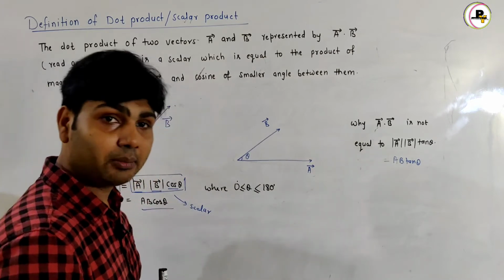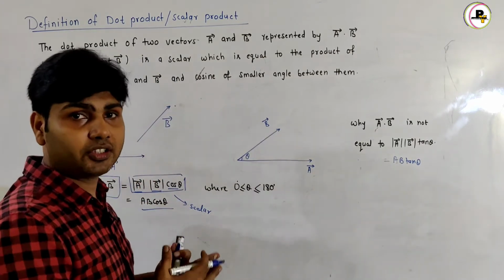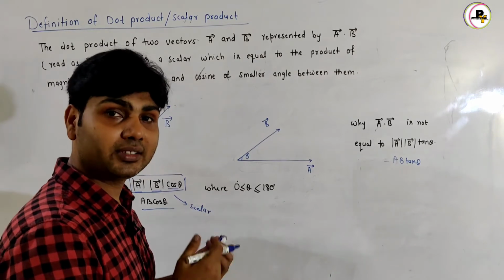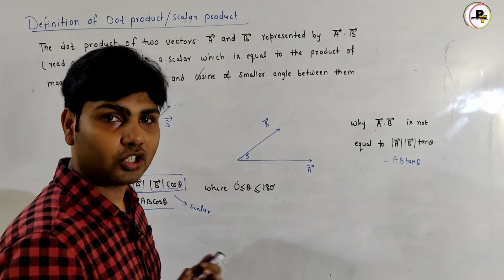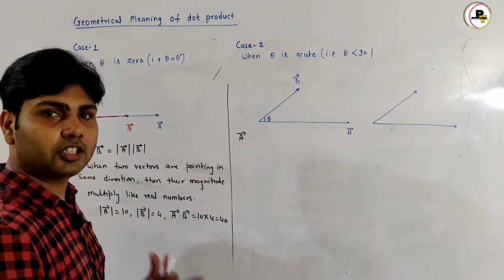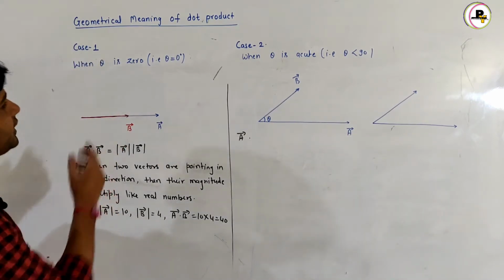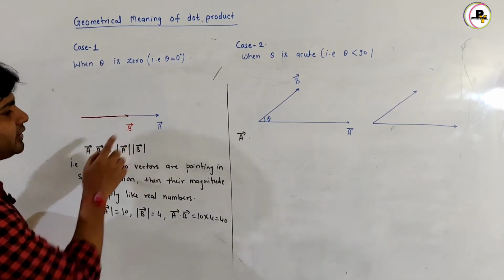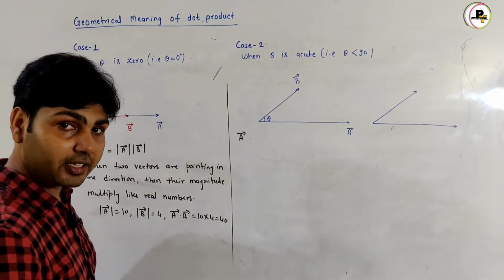Its answer will be given in the geometrical interpretation or geometrical meaning of the dot product. So let's discuss what the geometrical meaning of the dot product is. Let's discuss the geometrical meaning using different cases. In case number 1, I have taken theta equal to 0, that is, vector A and vector B are both taken in the same direction.